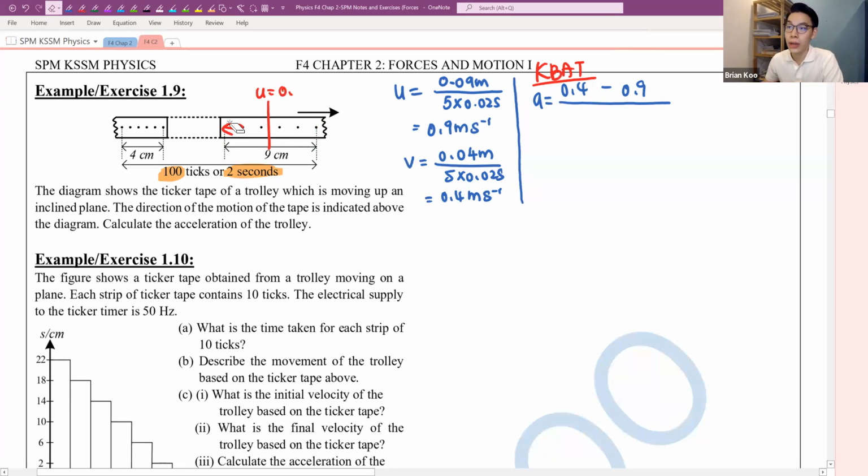So when we find out the U and V, we're actually looking for the average of this strip of 5 ticks. So 0.9 is right in the middle. Here, V is also right in the middle. So in total there are 100 ticks. In front, you want to minus off 2.5. Behind also, you want to minus off 2.5. So in total it is 95 ticks.